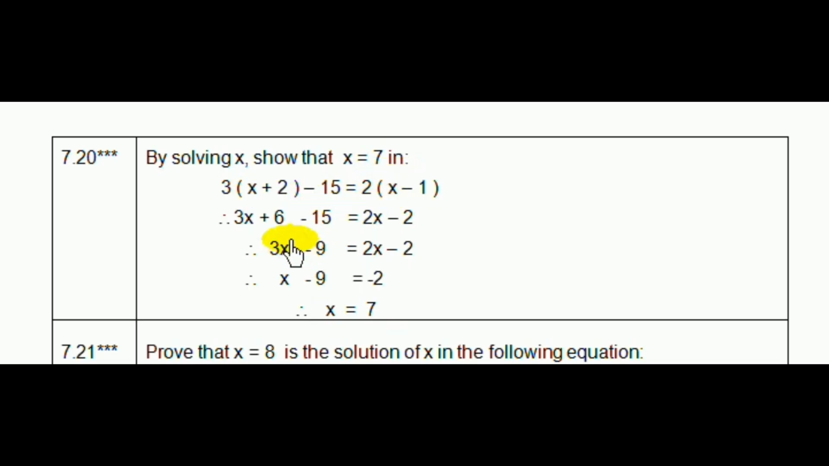Get rid of the brackets. There you have the 6 and the minus 15. Add and subtract those so that you simplify the left hand side. The right hand side also get rid of the brackets, and then get all the x's to the same side, and then get rid of the minus 9. You add 9 on both sides to get to the 7. I want you now to go to 7.21 and 7.22 because it's more or less the same. I've given you the 7 here, but the question is solve x the long way, get the answer of x, and then you can show that 7 is the answer of that question.